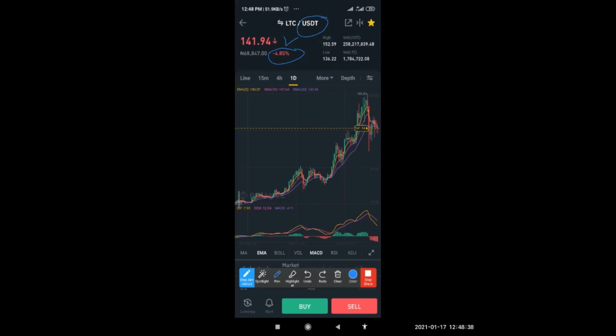This is the amount in USDT, and this is it in Naira. This is the highest it has reached within the last 24 hours, and this is the lowest it has reached within the last 24 hours. And this is the total volume in USDT, and this is the total volume in LTC, that is in the native coin of this particular pair.